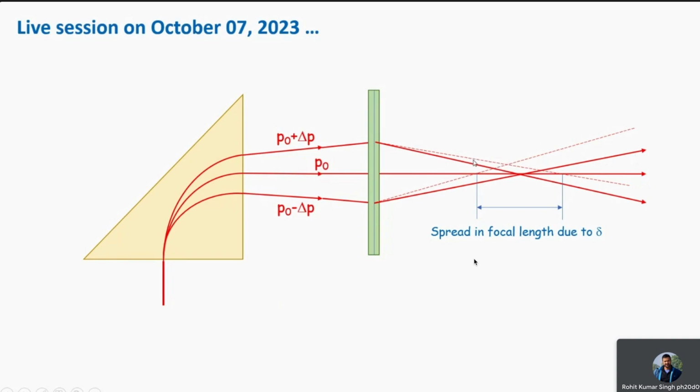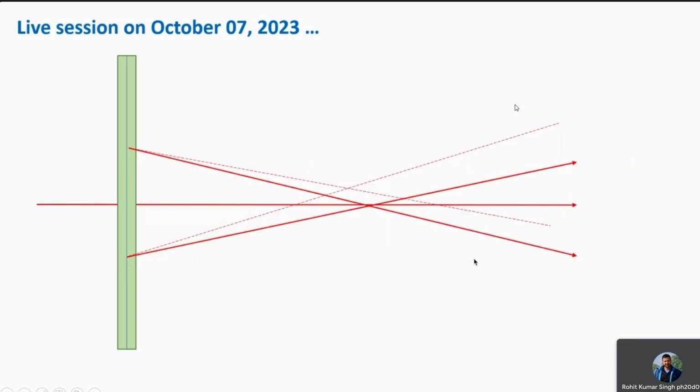Means the higher momentum particle has to be brought somewhere lower, and this lower momentum particle should be brought towards the higher side, and then these two will meet. How can we do this? So I enlarged this picture. Now you can see that this was the original dotted line of the higher momentum particle, and we need this thick line.